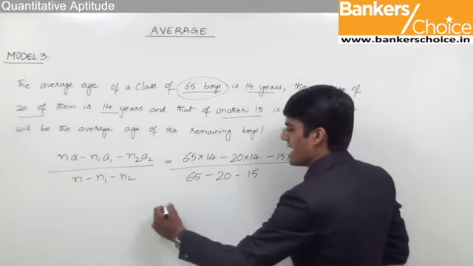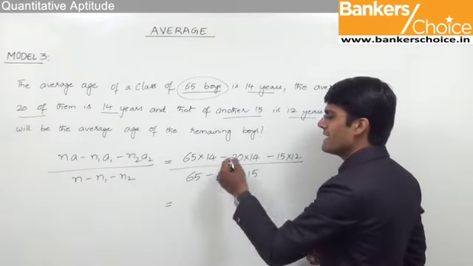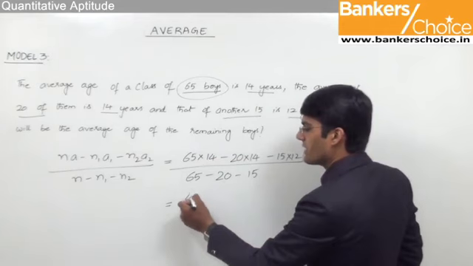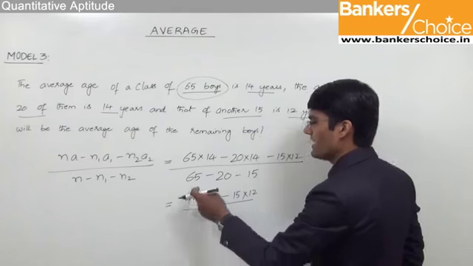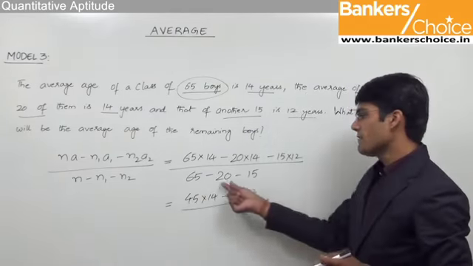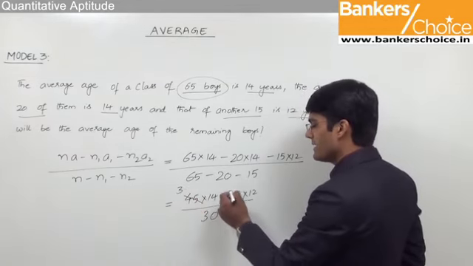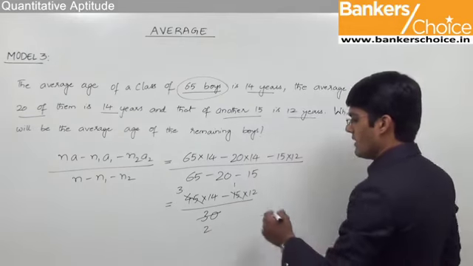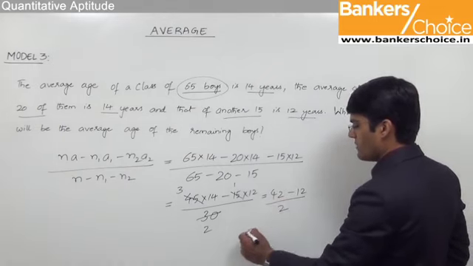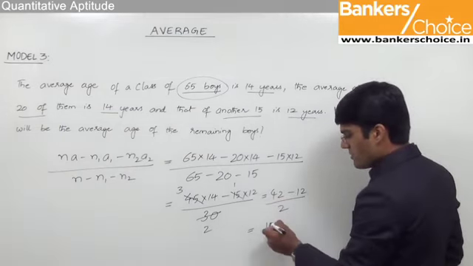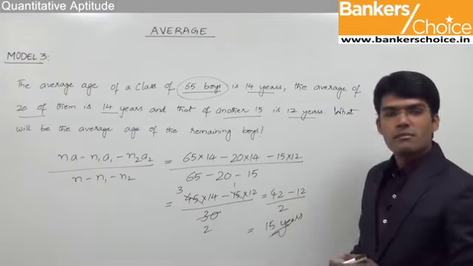So this can be simplified as 65 into 14 minus 20 into 14. By taking 14 common, we get 65 minus 20, which is 45 into 14 minus 15 into 12 divided by 65 minus 20 is 45, 45 minus 15 is 30. Again taking 15 common, we get 3 times, 1 time and 2 times. So 3 into 14 is 42 minus 12 divided by 2, which is equal to 30 by 2, which comes out to be 15. So we can say that the average age of the remaining boys will be 15 years.